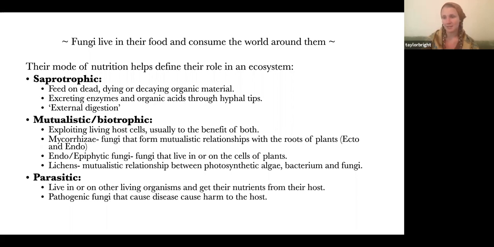And then we have our parasitic fungi as well. So when it comes to the ecological roles of mushrooms, they can really be categorized by the way that they eat. Because fungi literally live in their food, and then they consume the world around them. And it really defines their role in an ecosystem.